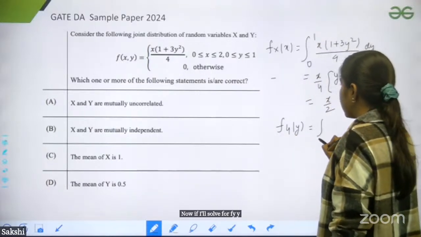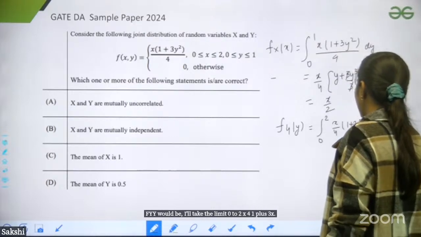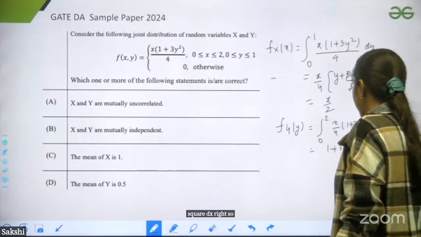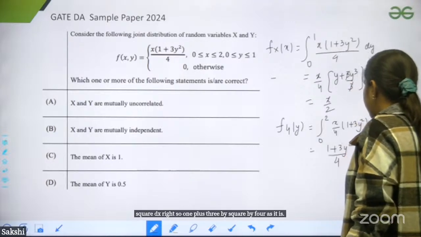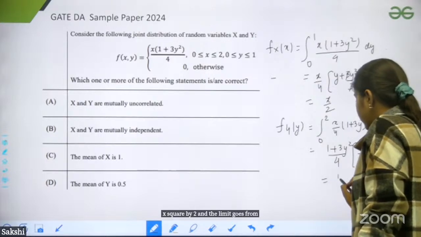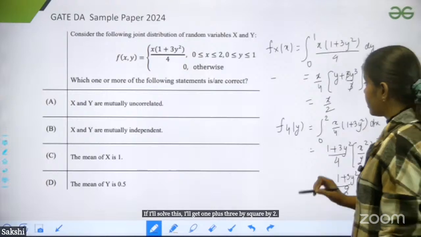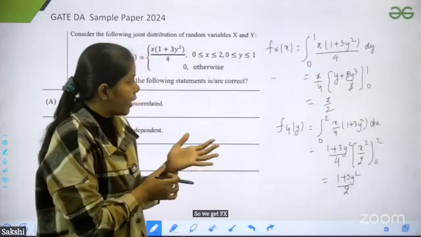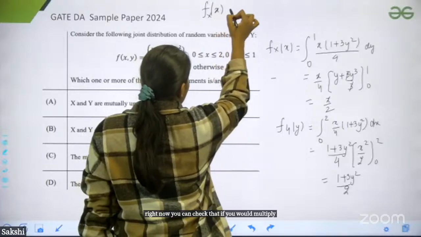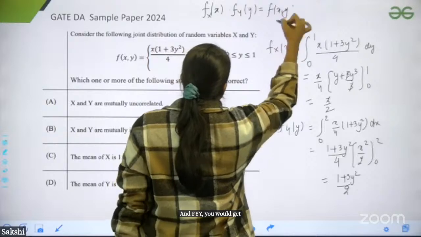Now if I solve for f of y, I'll take the limit 0 to 2, x by 4, 1 plus 3y square dx. These are the limits. So 1 plus 3y square by 4 as it is, x square by 2, and the limit goes from 0 to 2. If I solve this, I'll get 1 plus 3y square by 2. So we get f of x and f of y. Now you can check that if you multiply f of x and f of y, you would get f of xy, right?